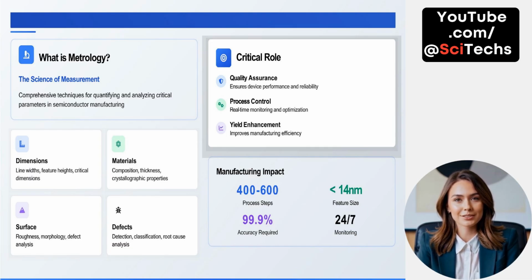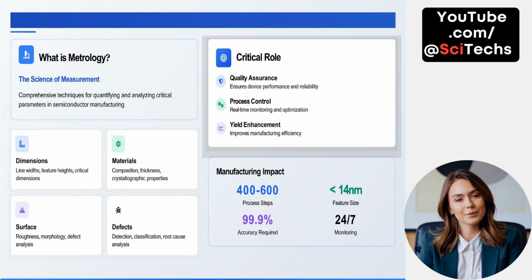What is metrology? Metrology, the science of measurement, is fundamental to semiconductor manufacturing. It provides the comprehensive techniques needed to quantify and analyze critical parameters at every stage of production. These techniques focus on measuring dimensions such as line widths, feature heights, and critical dimensions, parameters that must be tightly controlled at the nanometer scale.